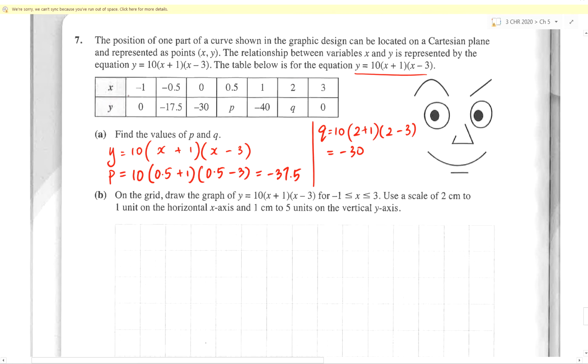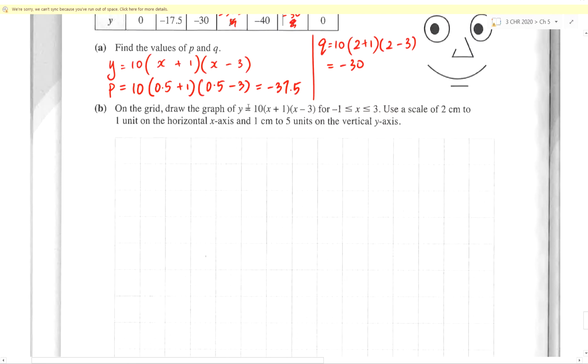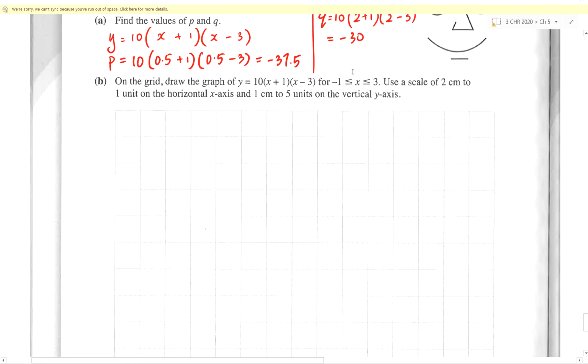So here we get our marks required. So q has a value of negative 30, p has a value of negative 37.5. On the grid, draw this graph. They give you a range. Now x is from negative 1 to 3, and they want you to use 2 centimeters to represent 1 unit on the horizontal x-axis. Compare this to the previous question when they wanted 1 cm to 1 second. So right here it is 2 cm to 1 unit.